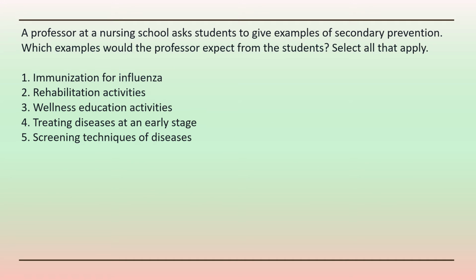A professor at a nursing school asks students to give examples of secondary prevention. Which examples would the professor expect from the students? Select all that apply. 1. Immunization for influenza. 2. Rehabilitation activities. 3. Wellness education activities. 4. Treating diseases at an early stage. 5. Screening techniques of diseases.